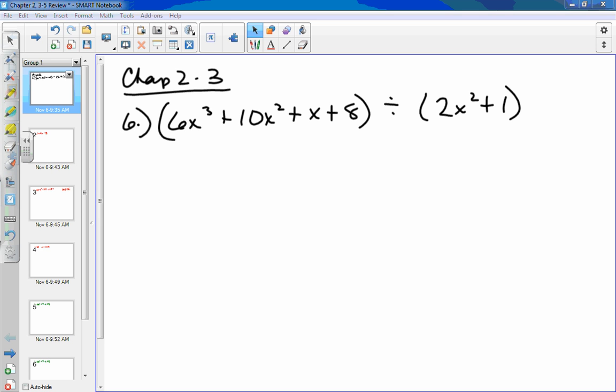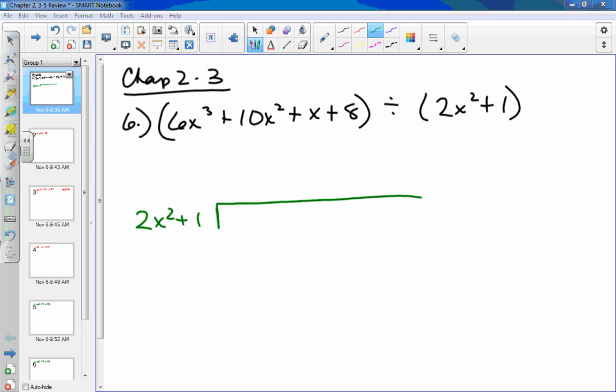Chapter 2, Section 3, review. So, if I'm doing long division, where's the 2x squared plus 1 go? On the outside. And the 6x cubed plus 10x squared plus x plus 8 goes on the inside, correct?